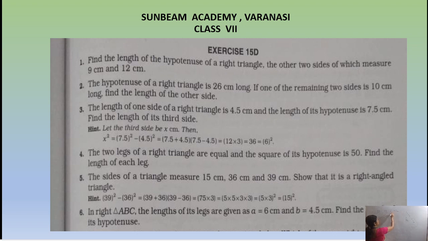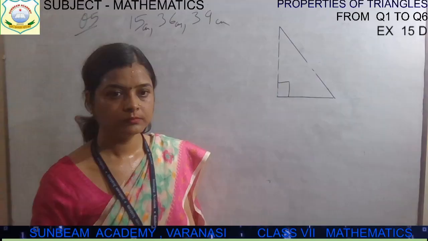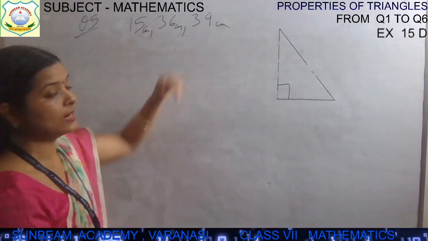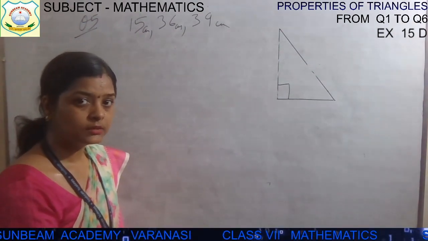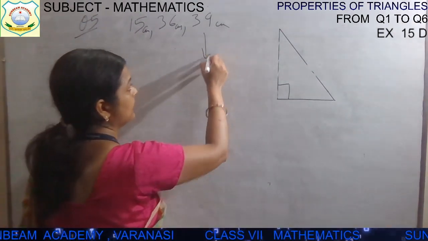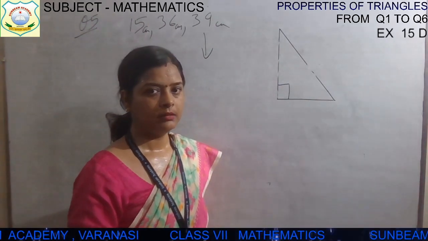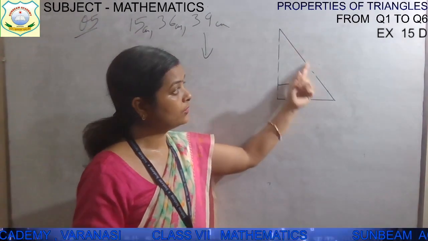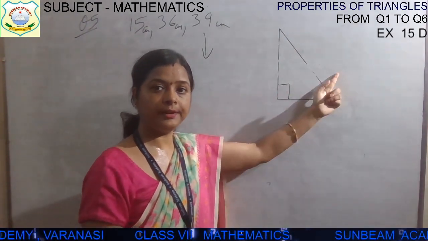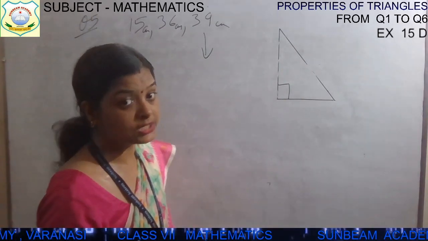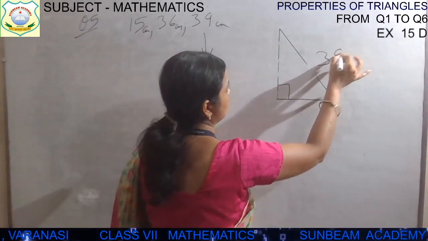ठीक है, सब साइड्स दी गई हैं. All three sides they have given. Now 15, 36 and 39. Now which one is the largest? सबसे largest कौन है? 39. और हमें क्या पता है कि in a right angle triangle the hypotenuse side is the largest one. अगर एक right angle triangle है तो hypotenuse side means opposite to 90 degree. ये क्या होगा? highest, largest होगा. So definitely 39 होगा ये.